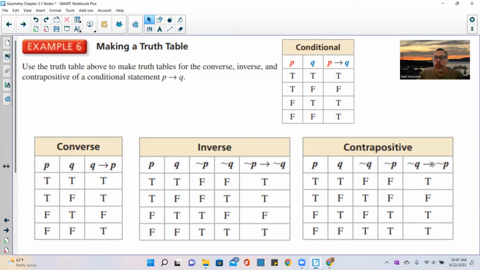I just wanted to say something about this. In order for us to get to a truth table with P implies Q and its contrapositive, not Q implies not P, we had to do a table for the converse. We had to do a table for the inverse. And then we had to do a table for the contrapositive.